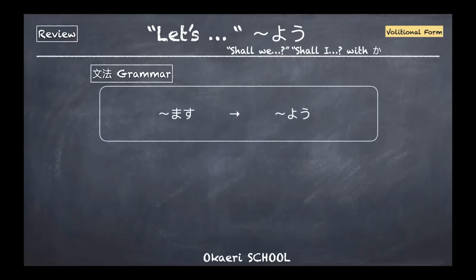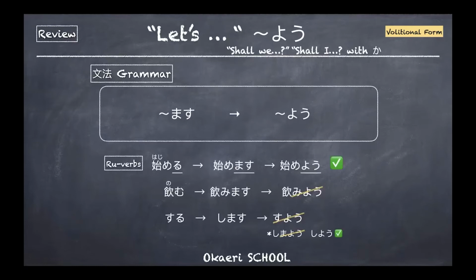Basically, the idea is that you replace ます with よう. But that is only for る verbs. For example, 始める, to begin, to start. 始めます, and this ます part can be replaced with よう. 始めよう, let's get started. 始めようか, shall we? Shall I?